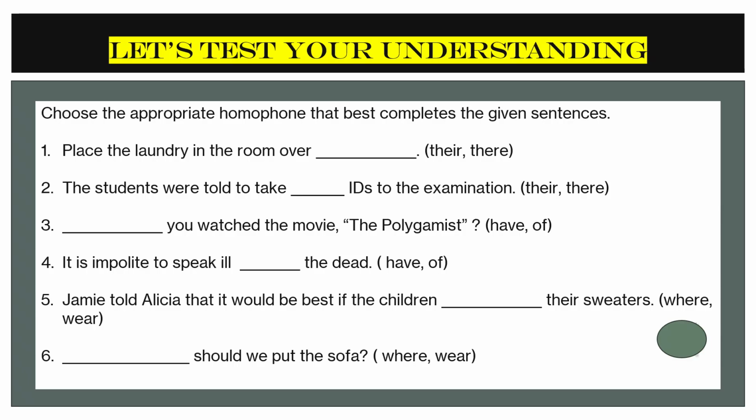You have watched the movie, The Polygamist, and the options are have, HAVE, or off, OF. Question four. It is impolite to speak ill, blank, the dead. Is it HAVE or OF? Question five. Jamie told Alicia that it would be best if the children blank sweaters, blank their sweaters. Is it WHERE or WEAR? And question 6, blank, should we put the sofa? Is it the WHERE or WEAR? Are you able to complete this activity? Let's see.